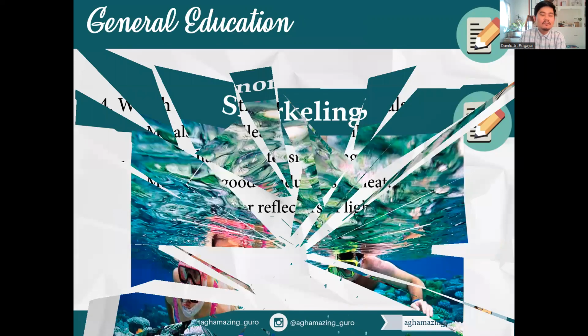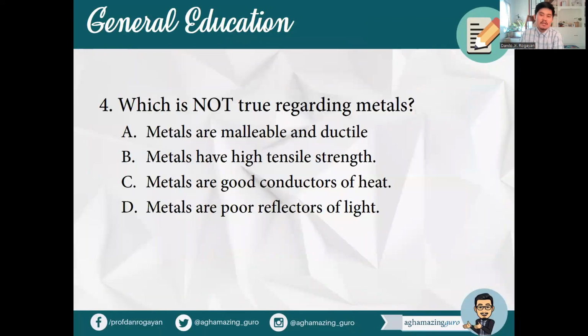Okay. So fourth question, which is not true regarding metals? A, metals are malleable and ductile. B, metals have high tensile strength. C, metals are good conductors of heat. D, metals are poor reflectors of light. So the question asked, which is not true. So the not here is emphasized, which is not true among the options.